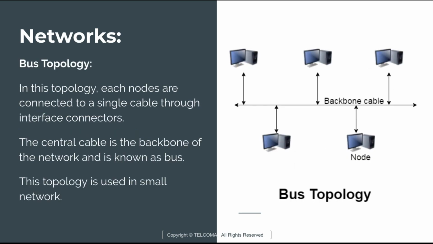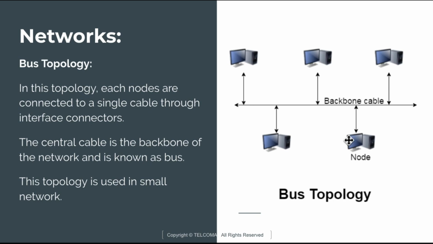Next we are going to discuss the bus topology. In this topology, each node is connected to a single cable through an interface connector, and the signals travel in both directions alternately. The central cable is the backbone of the network and it is known as a bus, and this topology is used in small networks. The data is sent to all the nodes connected to the central cable, but the intended node accepts the data by matching its machine code.